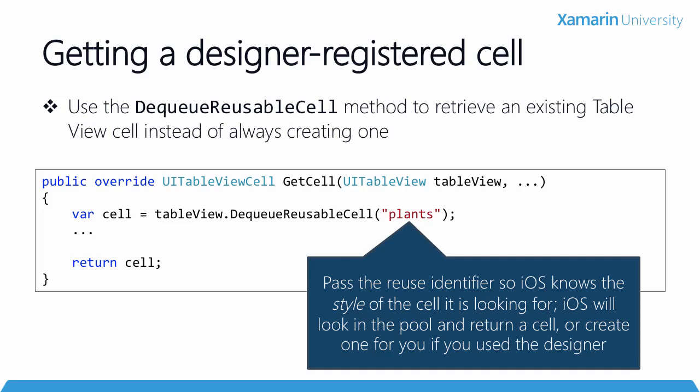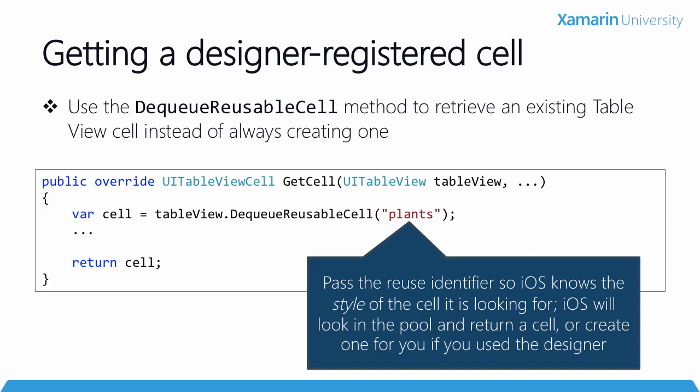Now, there's an important distinction between a code-created cell and designer-created cells here. If you use the designer and create your cell and assign a cell reuse identifier, then iOS will already know how to create the cell since it's been registered from the designer. In that case, if there is no cell in the pool, because they're all in use or we're still filling the first page of the table view, then iOS will create a new cell for you using the prototype cell as the basis. In which case, you always get a cell back and you can just fill in the details.